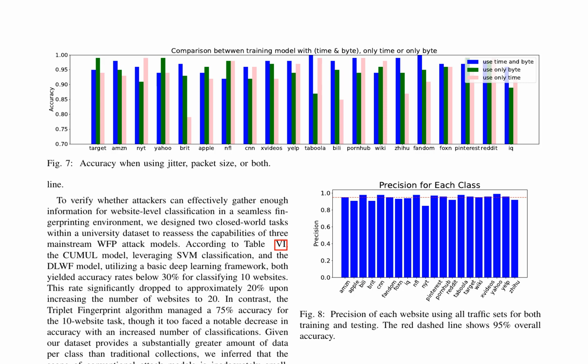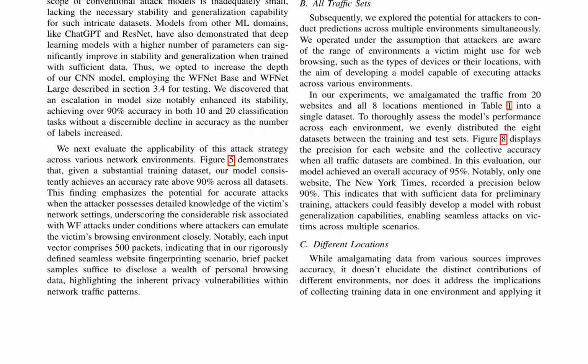In contrast, the triplet fingerprint algorithm achieved a 75% accuracy for the 10 website task. To improve stability and generalization, a deeper CNN model was employed, achieving over 90% accuracy in both 10 and 20 classification tasks without a discernible decline in accuracy as the number of labels increased. The applicability of this attack strategy was evaluated across various network environments.